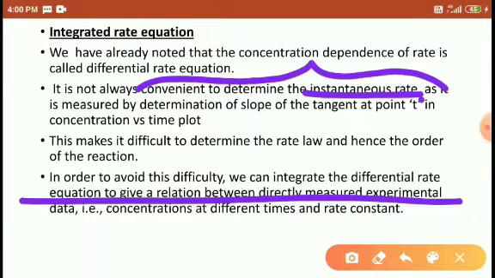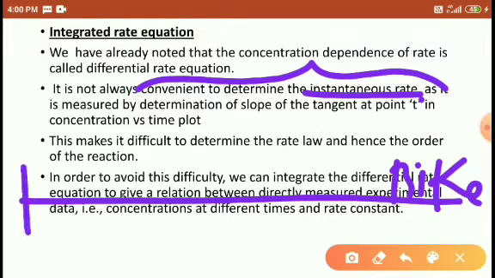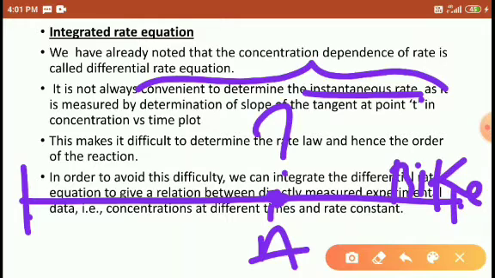Instantaneous rate means, for example, there is a bike, right? The bike is moving with a certain speed. The bike wants to travel this path from this point to this point. So at this place, at this point A, what is the speed of the bike? That is the instantaneous rate.